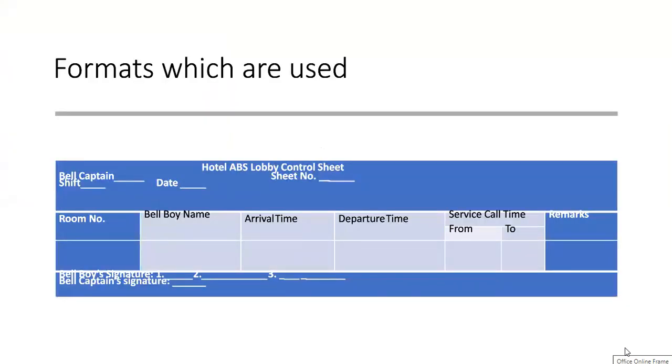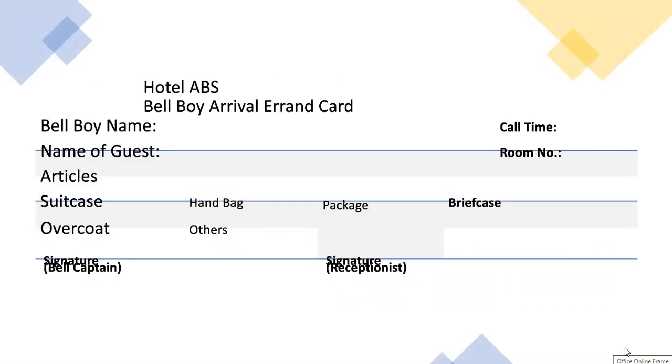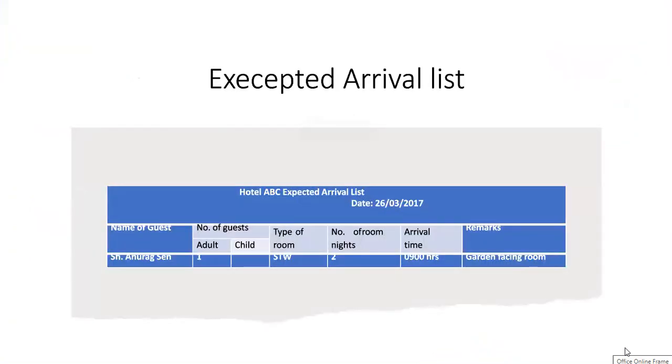These are the certain formats which are used in the hotel. This is the hotel lobby control sheet where you have room number, bellboy name, arrival time, departure time, and for what service he has been used. Bellboy errand card, when he goes out to buy something for the guest, this has to be filled. This is the expected arrival list of the day, which has to be prepared each day. Same way, the expected departure list is also prepared.